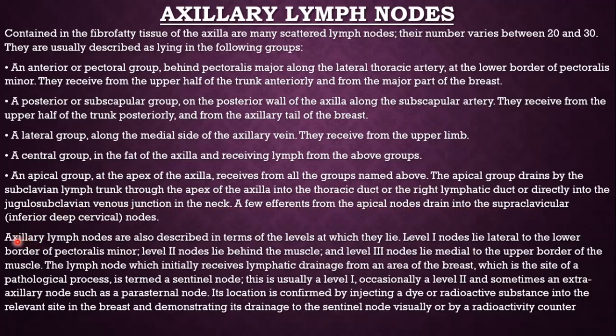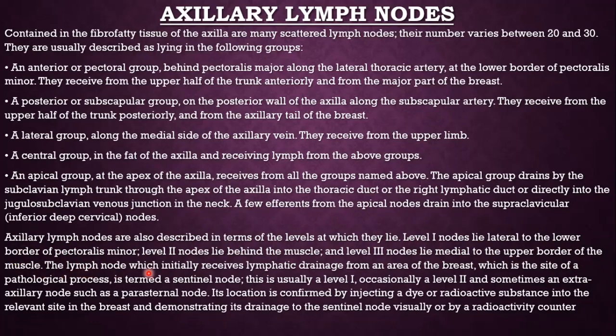Then, also, the axillary lymph nodes are described in terms of the levels at which they lie in relation to the pectoralis minor muscle. Level 1 nodes lie lateral to the lower border of pectoralis minor. Level 2 lie deep to the pectoralis minor muscle. Level 3 lie medial to the upper border of pectoralis minor muscle.